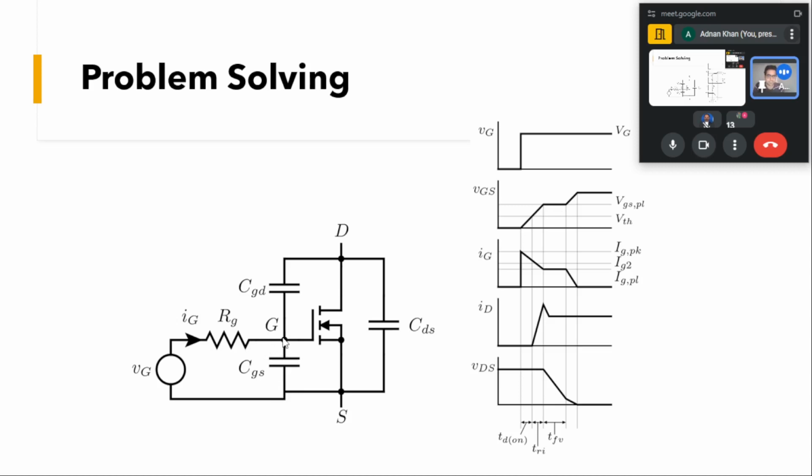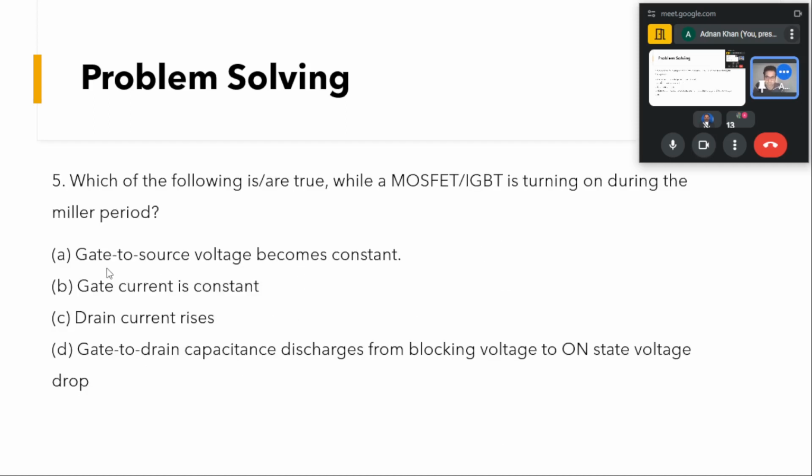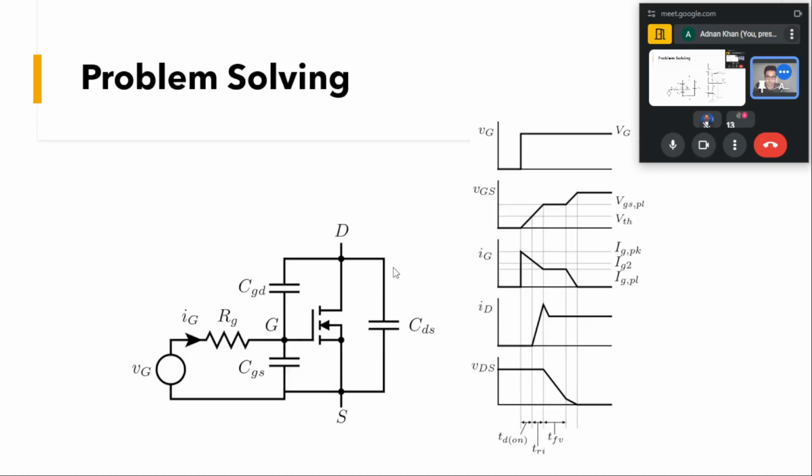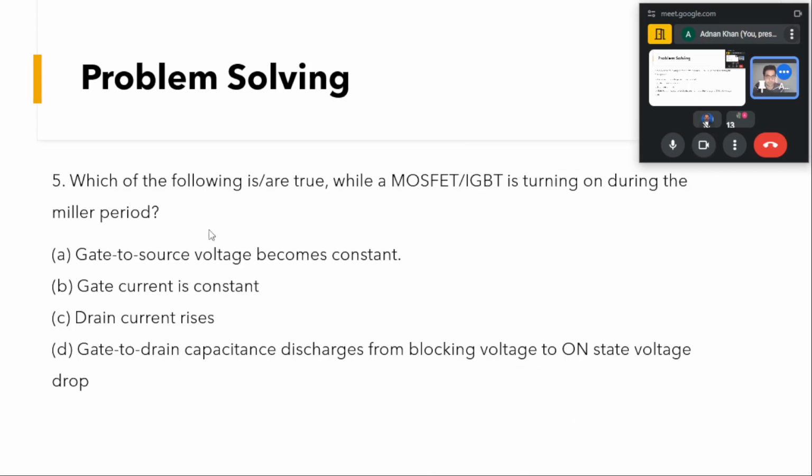After VGS reaches the Miller plateau, IG will flow through CGD, causing it to discharge and thereby turning on these devices. So you can see the gate to source voltage becomes constant. The first option is correct, because at this Miller plateau VGS becomes constant.